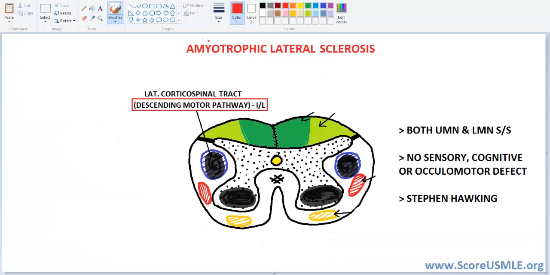And here's a disease known as amyotrophic lateral sclerosis. Now, this is a disease which involves both the upper motor neuron pathways and the lower motor neuron pathways, meaning to say the corticospinal tracts and the anterior gray horns, and hence it will have both the upper motor neuron lesions and the lower motor neuron lesions. Now, what is so special about this disease is that it has no sensory, cognitive, or oculomotor defect. Now, you need to remember this, and an easy way to remember it is with an example of one of the famous physicists of our time, Stephen Hawking. Now, he has no cognitive defect. We all know that, right? So that's how you can remember that.